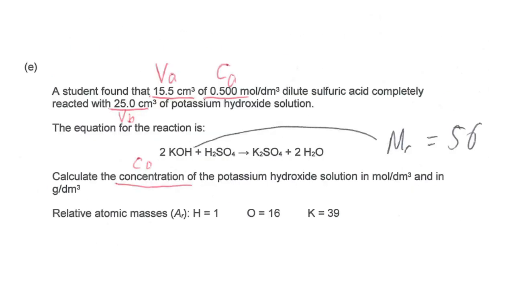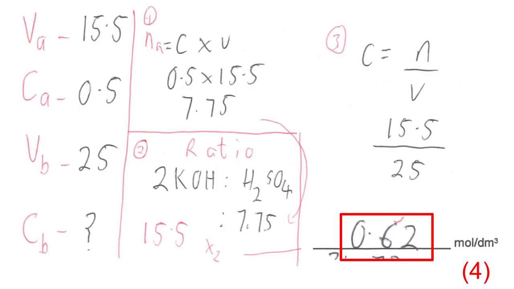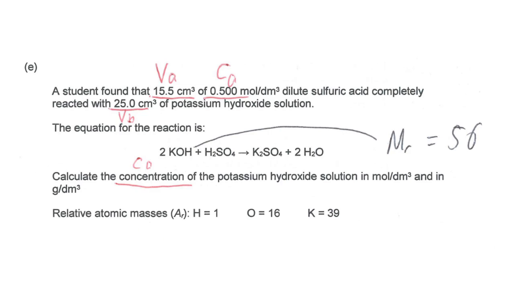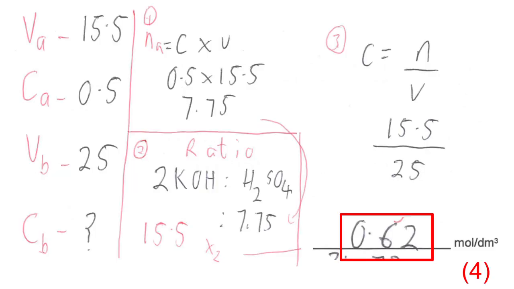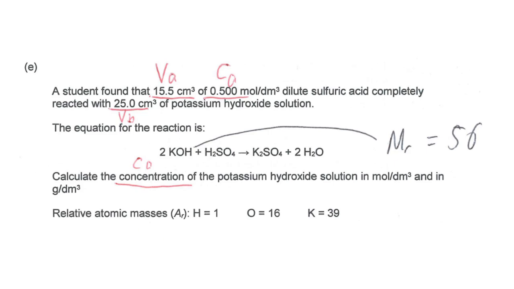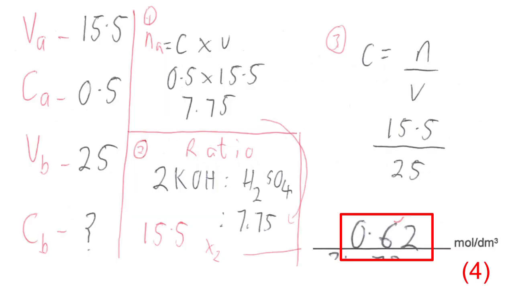Here's another example with a 2 to 1 ratio. So 15.5, 0.5, and then 25. I'm looking for the concentration of the base. There you go.